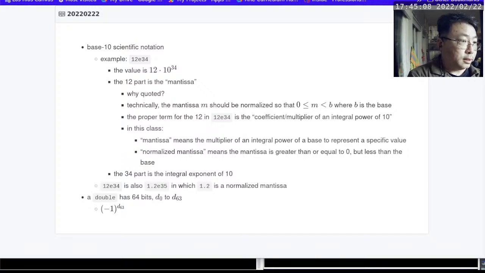So D63 is, yes, kind of the sign bit. But it doesn't work the same way as the sign bit in a signed integer. So you just have to be super careful with that. All right.